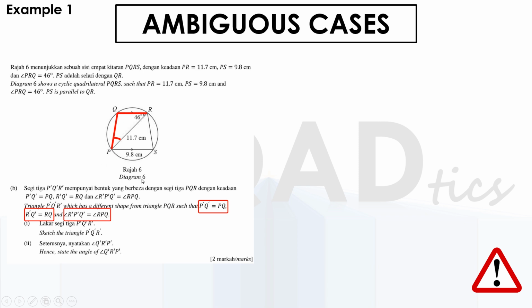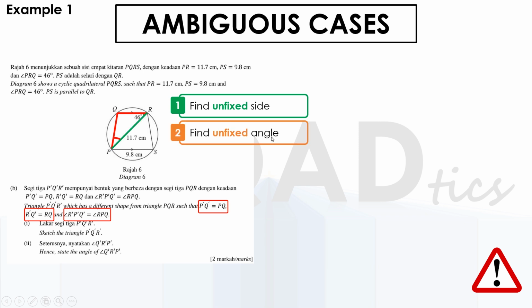The first step is to find the unfixed side, which is here, PR. The second step is to find the unfixed angle. This one is fixed already, so we're going to look at here. This is my unfixed angle. And the third step is to check whether it's obtuse or acute. As you can see here, the angle is 46, so this means it is acute.